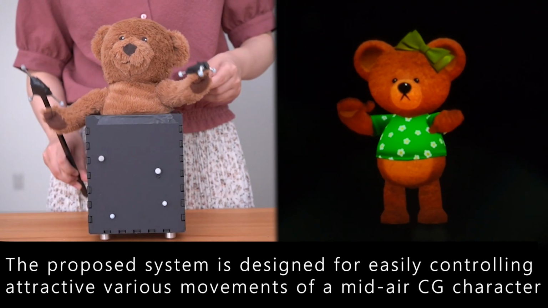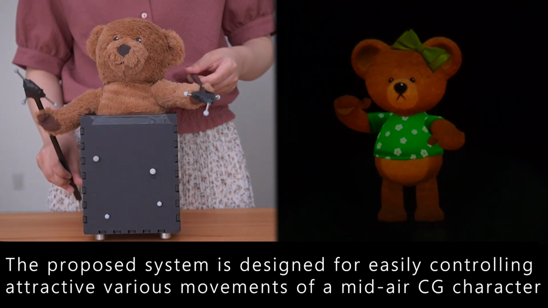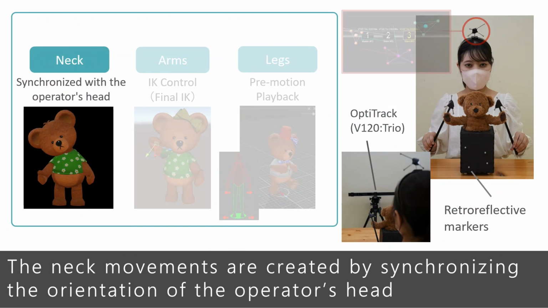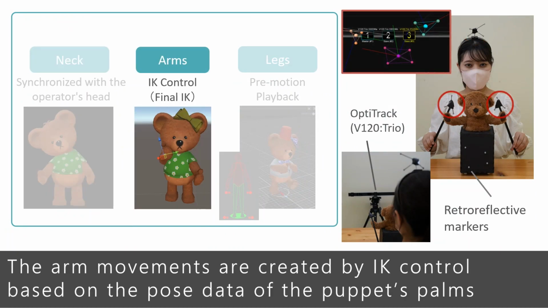The proposed system is designed for easily controlling the attractive, various movements of a mid-air CG character. The movements measured by the motion capture system are mapped to the character's motion. The neck movements are created by synchronizing the orientation of the operator's head.